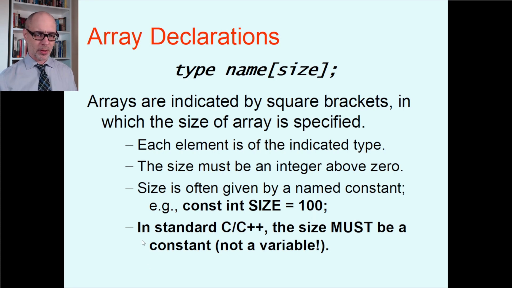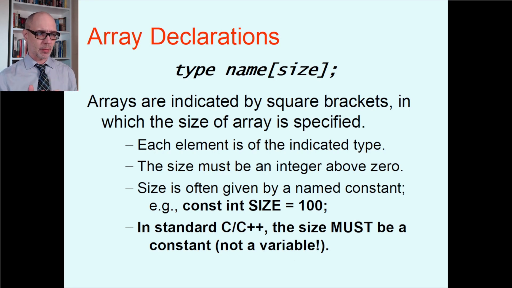Now, one important point at the bottom of this slide here is in standard C or C++, that size in the array declaration must be a constant. It's required to be a constant in International Standards Organization C++. And I see a common mistake for beginning programmers is they want to put a variable in the square brackets of the array declaration. And actually, some compilers permit that, but others don't.